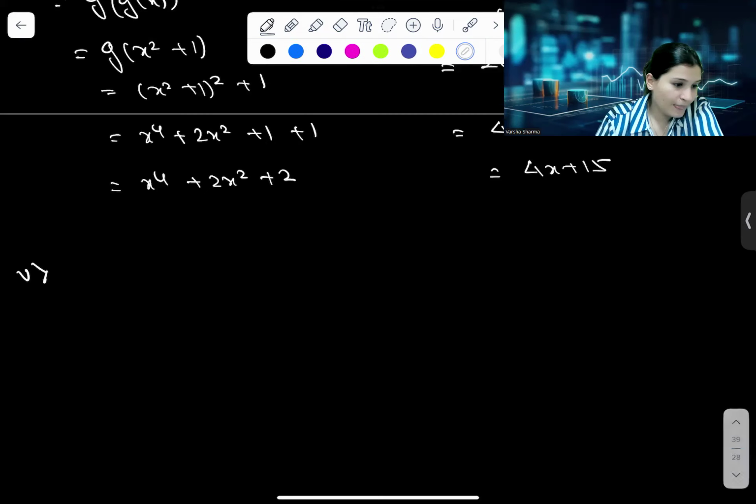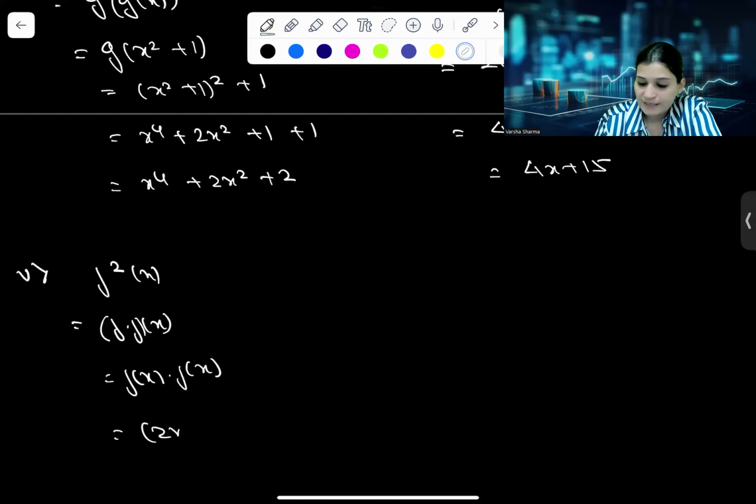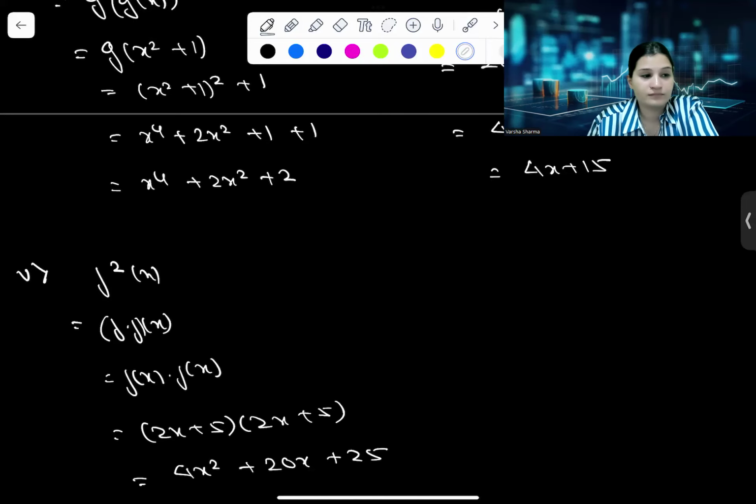Number 5, f square. So f square means f into f, that is f(x) into f(x). That is (2x + 5) into (2x + 5), whole square. So 4x² + 20x + 25.